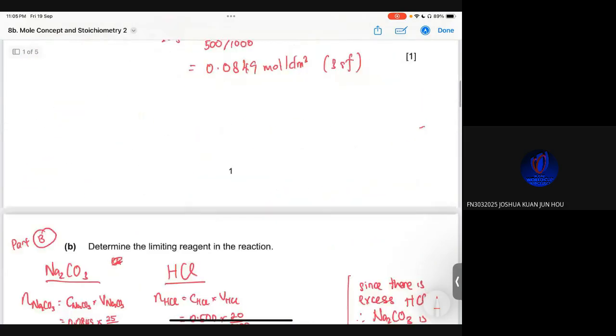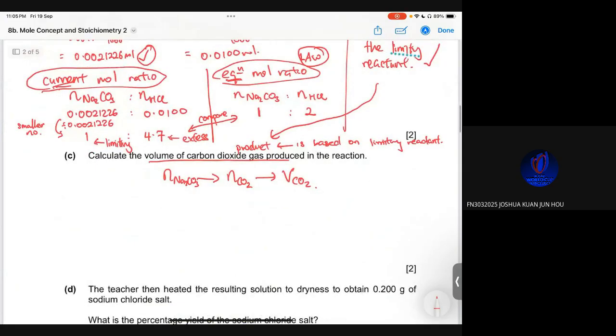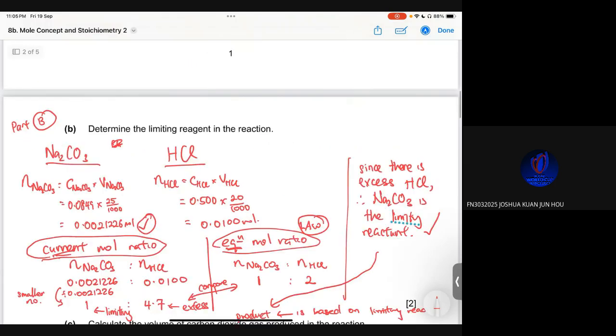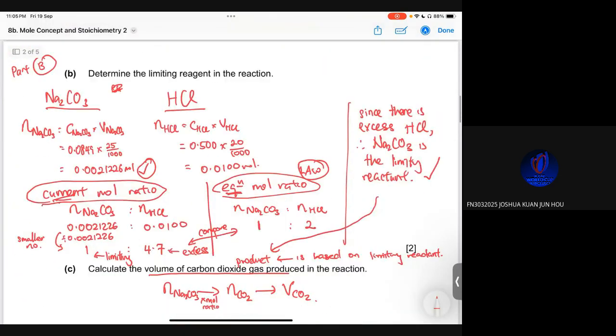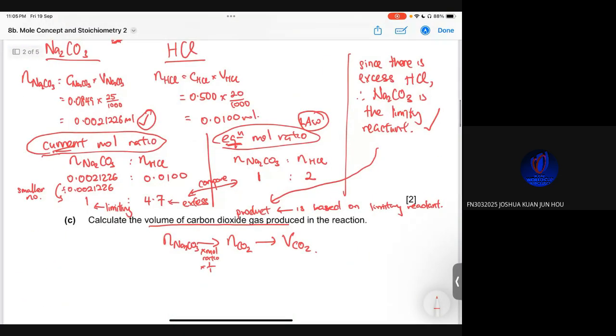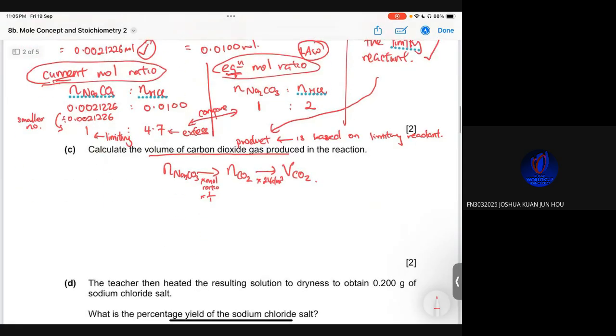Okay, so now let's look at the whole thing. If I look at this here, the arrow actually represents the working or the steps. So to go from the number of moles of Na2CO3 to the number of moles of carbon dioxide, I must multiply by the mole ratio. In this case, let's look at the equation. It will be 1:1. So I know that this will be times 1/1. Next, to find the volume of carbon dioxide, because it's a volume of gas, I know I need to multiply by 24 dm cube.